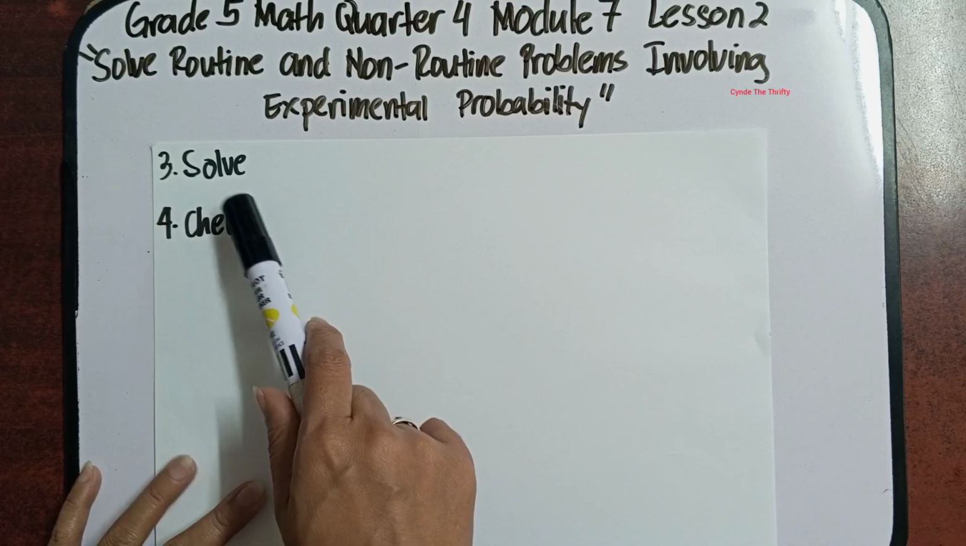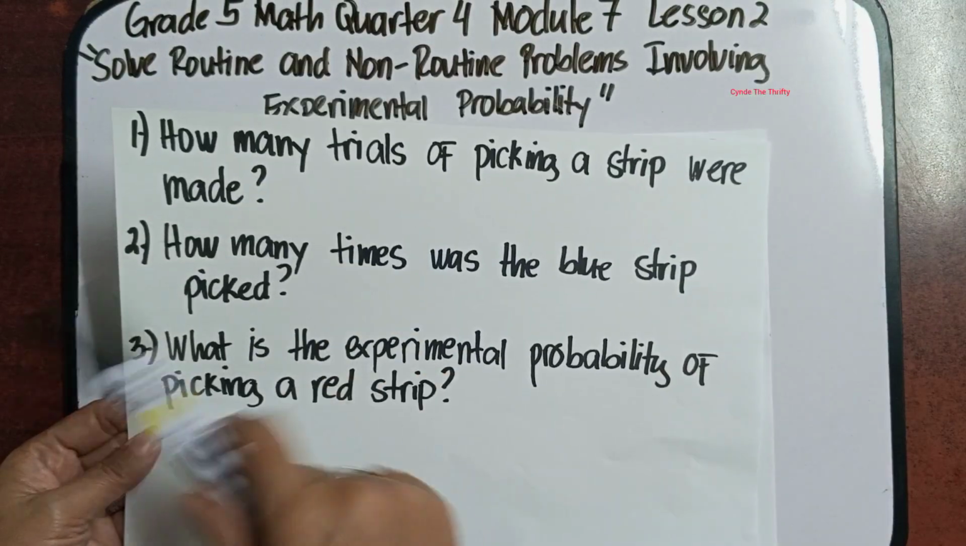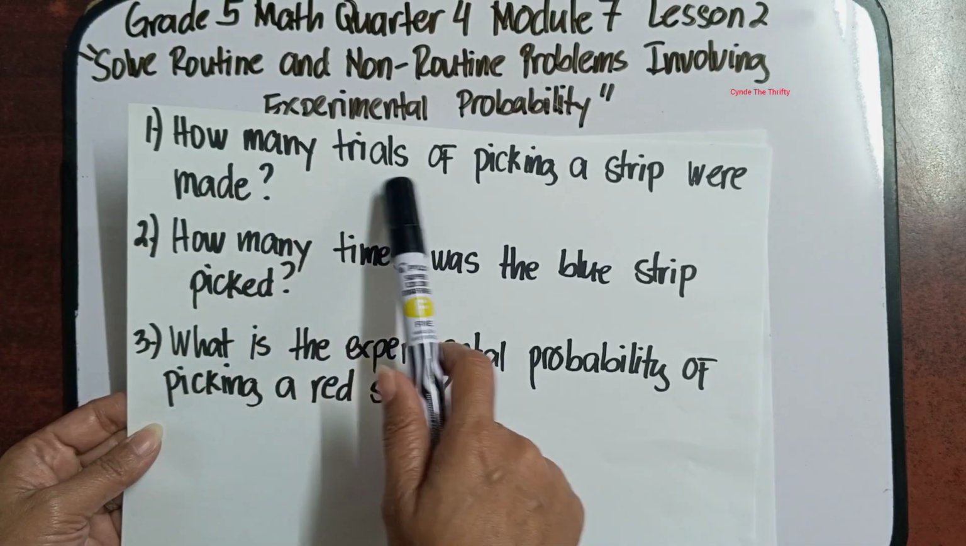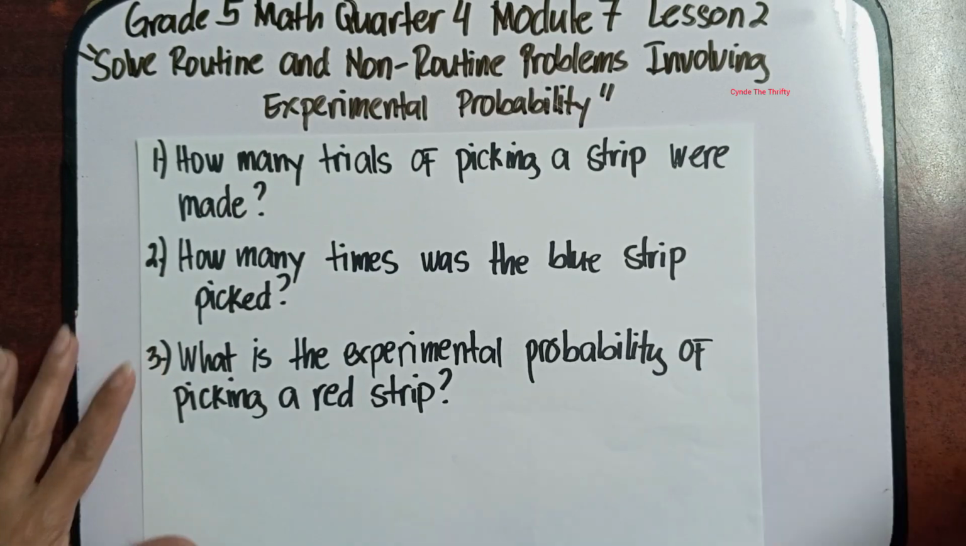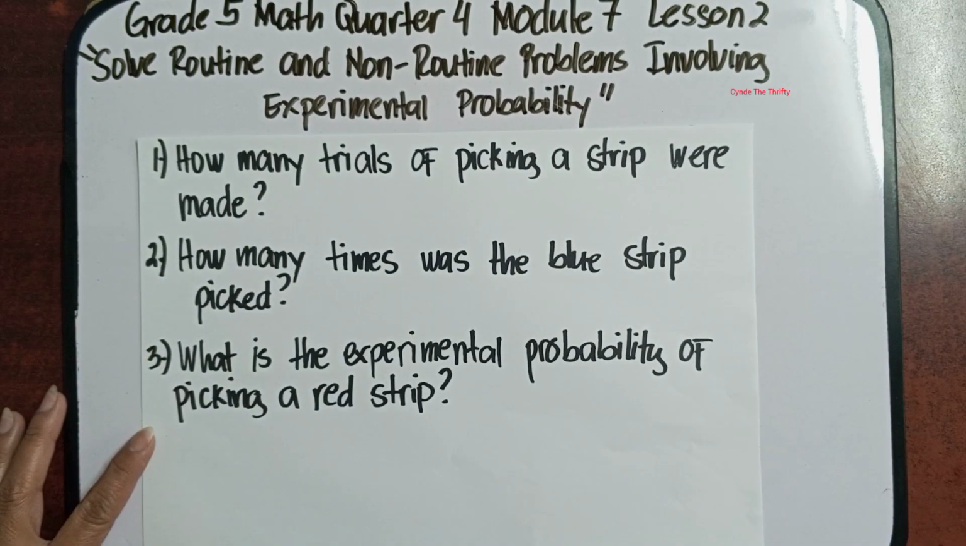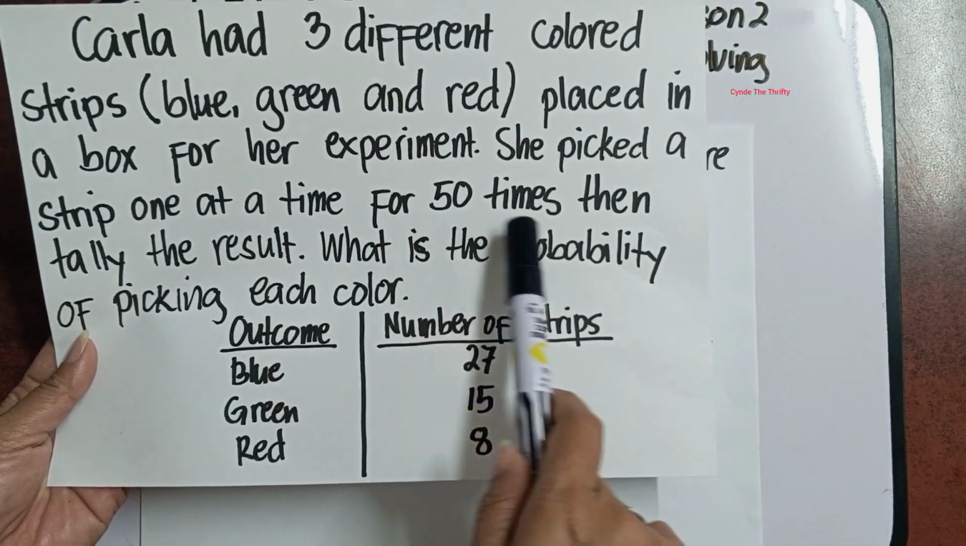Ngayon is step 3 na tayo. So, sa step 3 natin is solve. Ang isolve natin is itong question numbers 1 to 3 natin. Ang question number 1, how many trials of picking a strips were made? So, ilang trials tayo sa ating pag-pick ng strips? According to our data is 50 times.